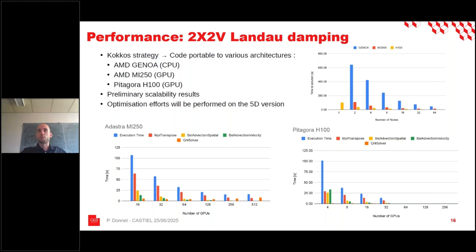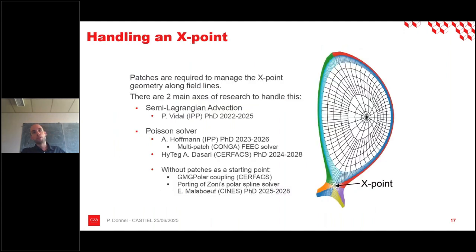And we see that, of course, CPUs are slower than GPUs as expected, but we think we have quite good scaling, even though this code has not been optimized yet, because we want first to add the 5th dimension before doing the optimization effort. But already it's a really good sign that everything is working as we expected up to now.